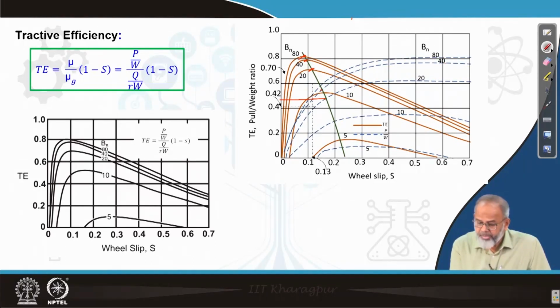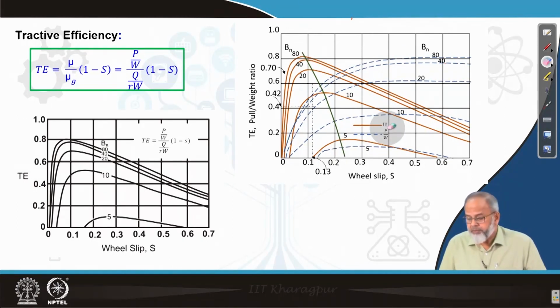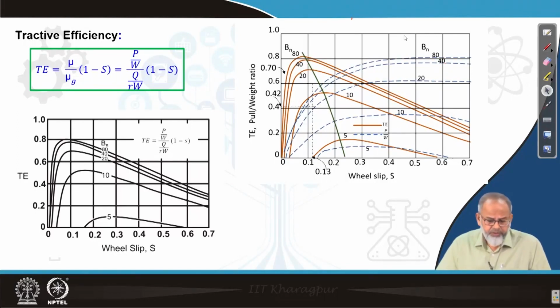At 40, this is the pull which you are getting, and at 80, this is the pull which you are getting, which is less than the maximum pull. So now this suggests that there should be a design curve taking into account which thing we like more, tractive efficiency or pull. So these are the sets of equations which we discussed.